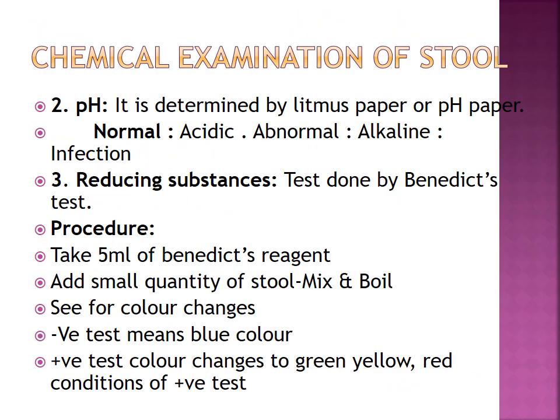The second test is pH, which is done by pH paper. Normally stool is acidic, and if alkaline then that means bacillary infection is there. The third test is reducing substance, that is done by Benedict's test as we do for urine, and it is seen for lactose intolerance in newborn babies. Same way, you take Benedict's reagent, add the stool sample, mix and boil and see for color changes, and if the color changes from green, yellow, to red, then it is a positive test. It is positive in lactose intolerance in babies.